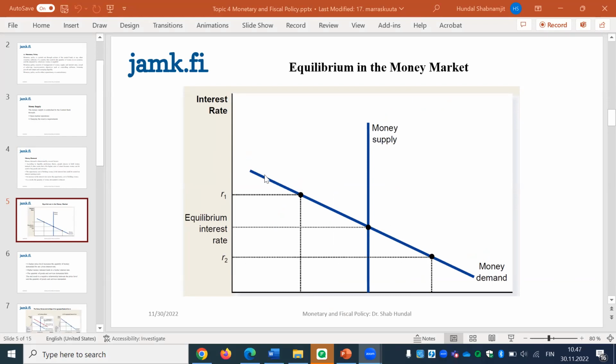And then the equilibrium would be the same. The demand curve is this, the supply curve is this. So this is the equilibrium where they intersect, and then the equilibrium interest rate would be determined in the market.